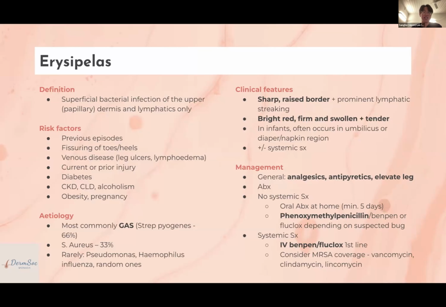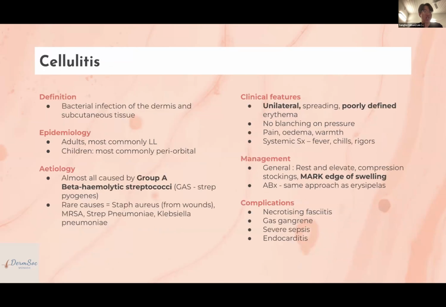Next up is erysipelas and cellulitis. So erysipelas is a more superficial bacterial infection of the upper dermis and lymphatics only, present more as your sharp raised border type presentation and quite bright red in color as well. Which is different to your cellulitis, which is an infection of a deeper layer of the skin, of the dermis and the subcutaneous tissue. And these present more as poorly defined erythema, a lesser degree of erythema and no blanching on pressure. And there's quite a lot of pain associated and a bit of systemic symptoms as well.